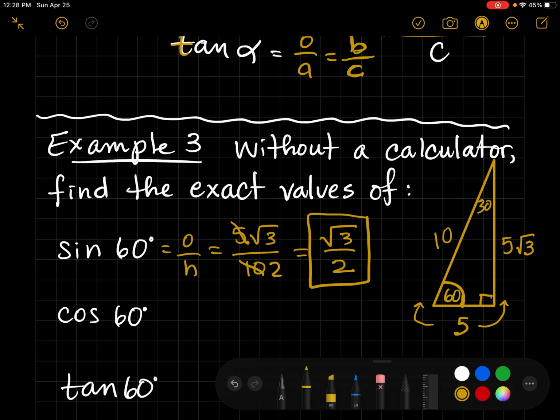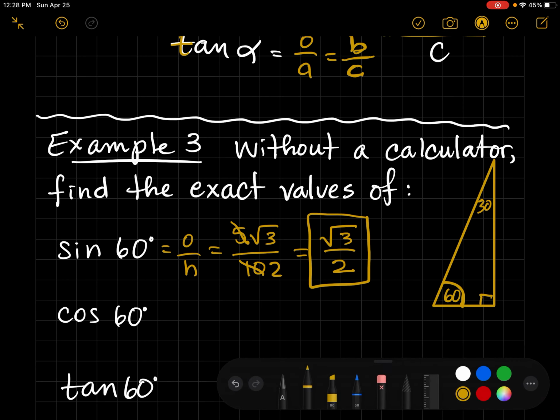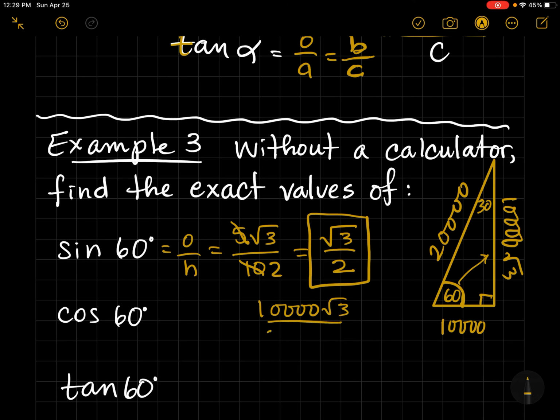But I also want you to notice that I could have made these any values. I could have said, let's make this side 10,000. Then this one would be 20,000. And this one would be 10,000 radical 3. And if I were to do this again, opposite of the 60 would be 10,000 radical 3 over the hypotenuse, which would be 20,000.